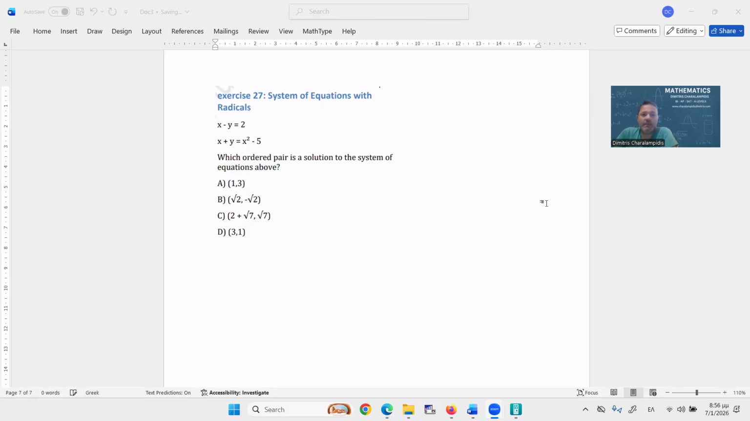Exercise 27. It's a system of equations with radicals. x minus y equals 2, and x plus y is x squared minus 5. Which ordered pair is a solution to the system of equations above?